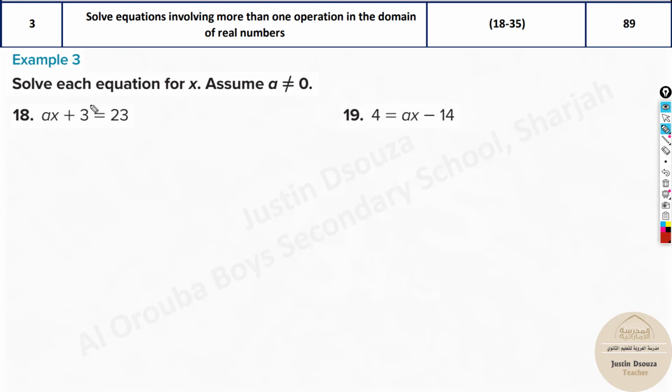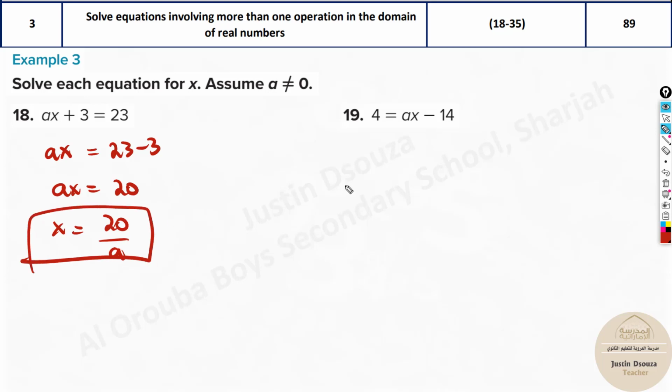Let's see how to do it. Leave a and x as it is for now. Just take this 3 to the other side. It becomes 23 minus 3. Now we have ax equals 20, right? Now take this a to the other side. x equals 20 divided by a. This is the final answer.